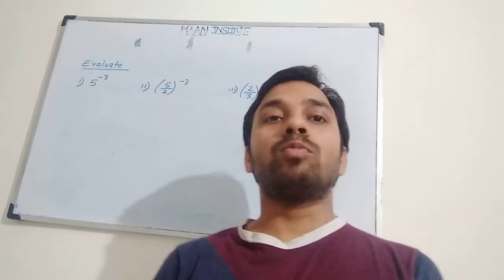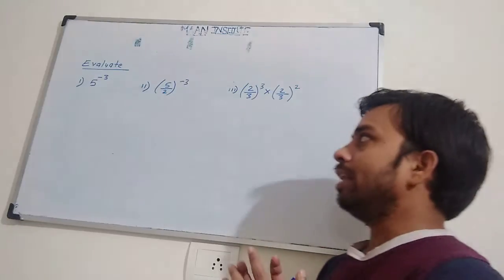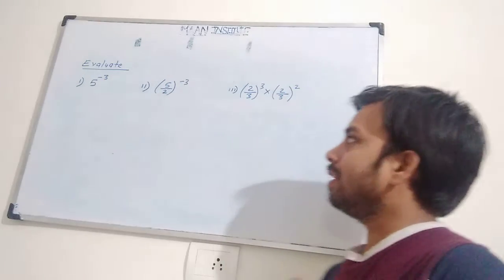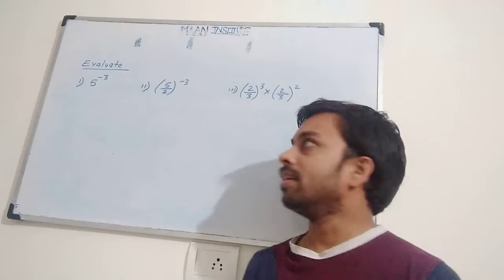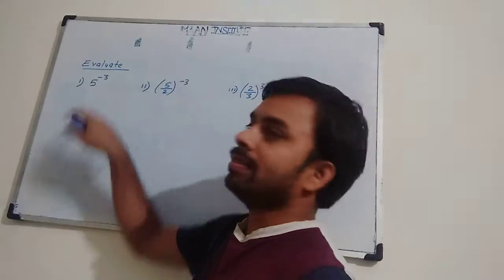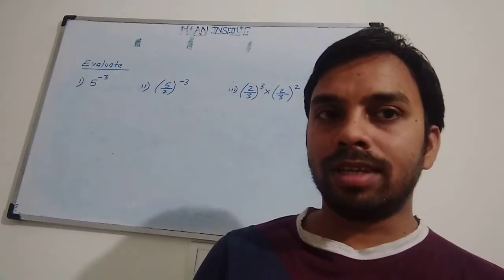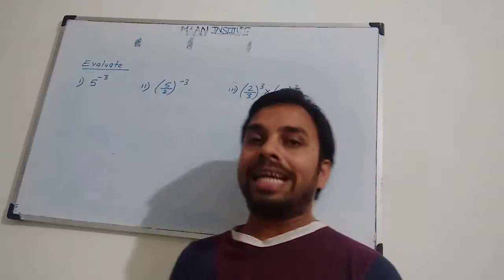Okay, so there are some questions for you. You can easily look at the board. There are 3 questions we are going to discuss now. The first question is 5 to the power minus 3. 5 to the power minus 3. So which law can we use here?